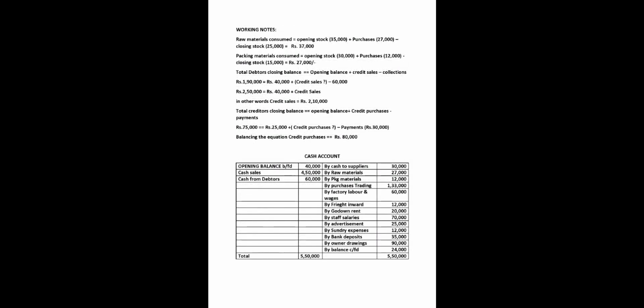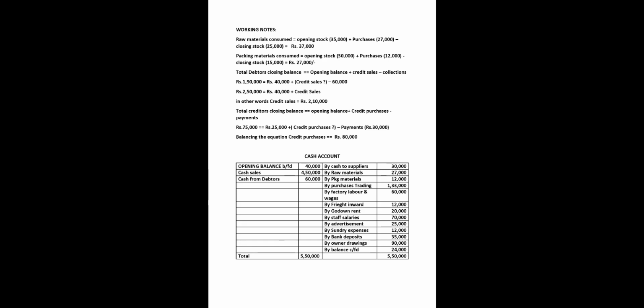Raw materials consumed is equal to opening stock plus purchases minus closing stock, which is equal to 37,000, as explained in the solution. Packing materials consumed, similarly, is opening stock plus purchases minus closing stock, which is also explained in the solution as 27,000. For debtors, the closing balance is given, opening balance is given, collections are also given, and we can find the credit sales as a balancing figure. So the credit sales work out to 2,10,000. Similarly, for creditors, the closing balance is given, opening balance is given, supplier payments are given, and so the balancing figure shall be the credit purchases, which has been worked out to 80,000.